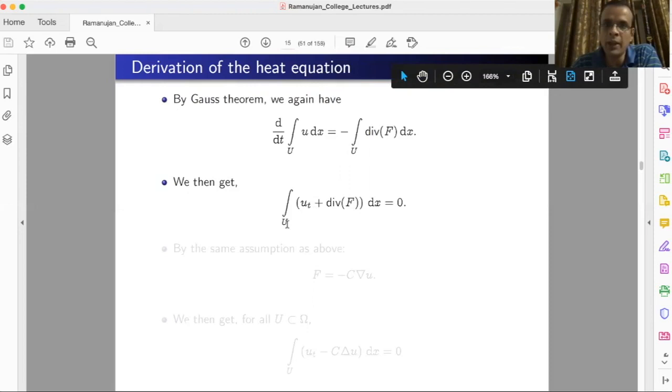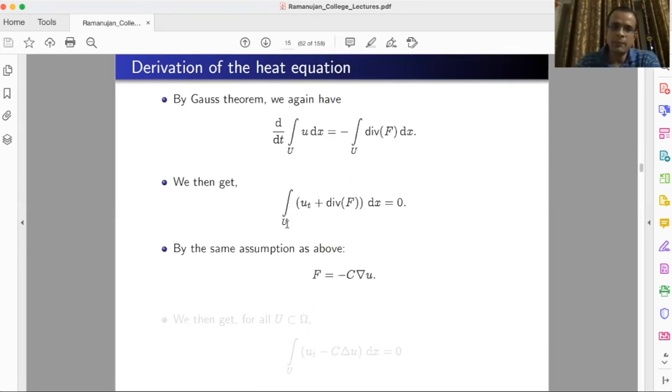Okay, now as before, let's assume that F is proportional, or negatively proportional, to the gradient of u. This is the same assumption as before. Then the divergence is the sum of dFi dxi, and F is negatively proportional to the gradient vector field. So if I substitute it back in, we get that ut minus c Laplace u is equal to zero, for any subset U.